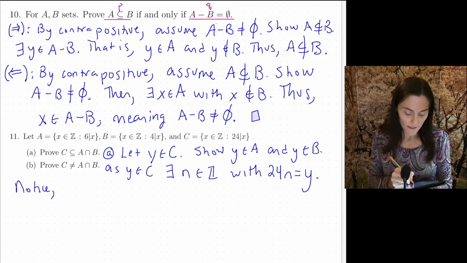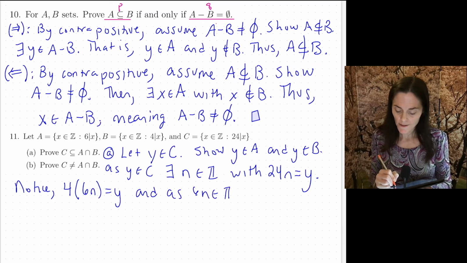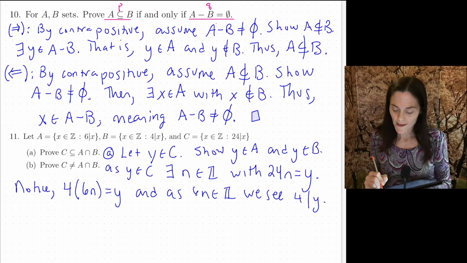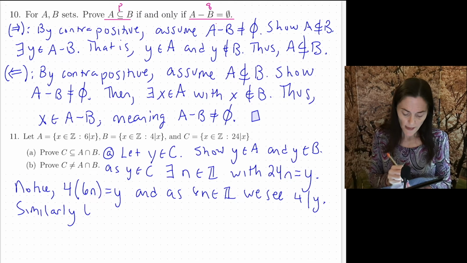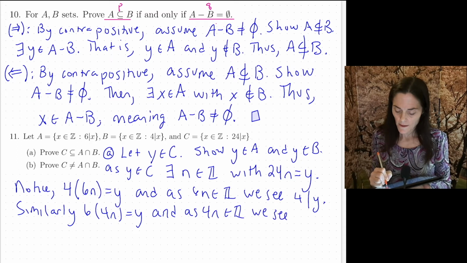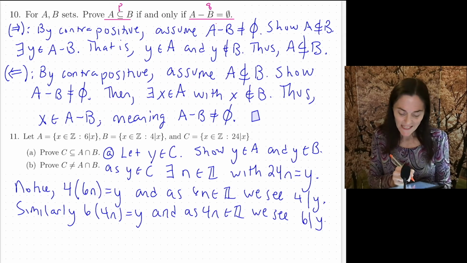we may write 24 as 4 times 6, and so 4 times 6n equals y, and as 6n is an integer, we see that 4 divides y. Now similarly, we have 6 times 4n is y. As 4n is an integer, we see that 6 divides y.